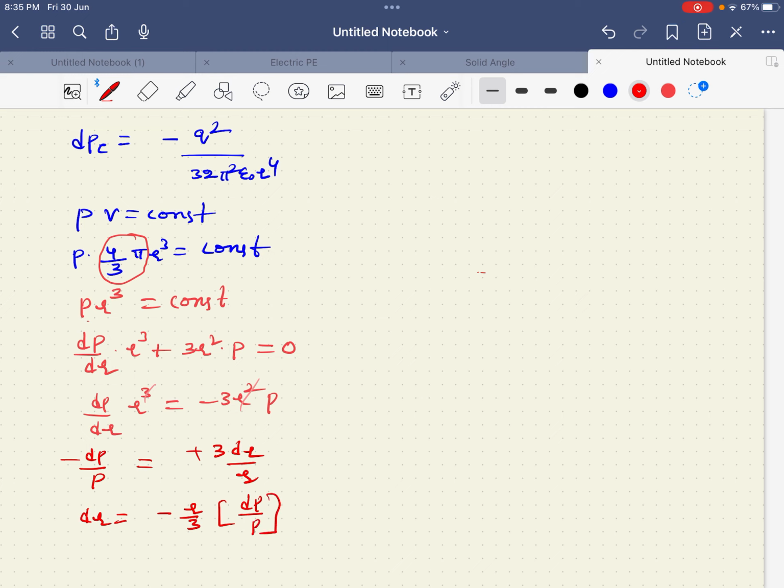So here minus dP by P means that is a decrease in pressure. So the pressure is decreasing inside the soap bubble, which means the radius is going to increase.